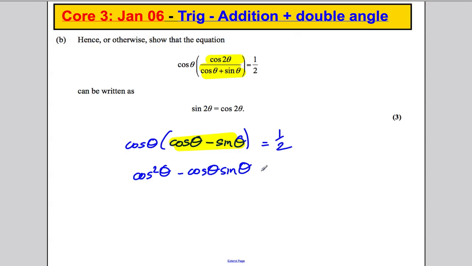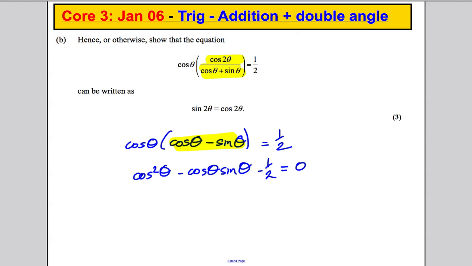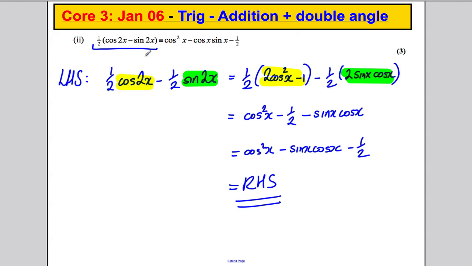and I could take the half from both sides, which is equal to 0. Oh my, what does that look like? Look back in the previous part. This here, cos squared minus cos sine subtract a half, is the same as this thing here. So I can write this as the same thing as this equals 0.